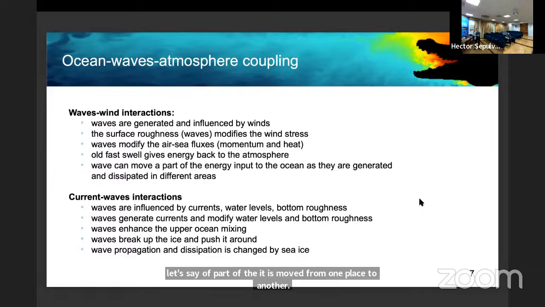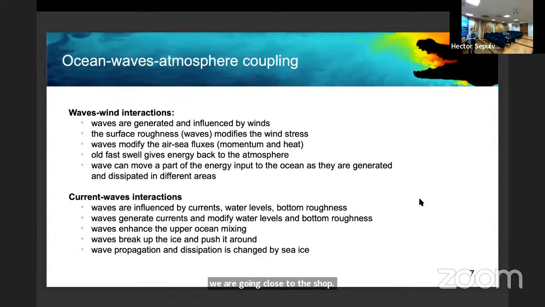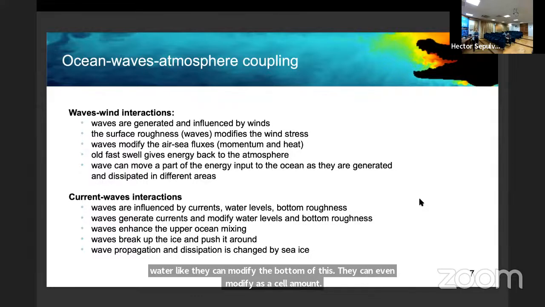Then we have current and waves interaction. So waves can be influenced by currents. They can also be influenced by the water level and the bottom roughness when we are going close to the shore. And waves can also generate currents and then modify the water levels. They can modify the bottom roughness. They can even modify the sediment places and so modify the morphodynamics close to the coast.